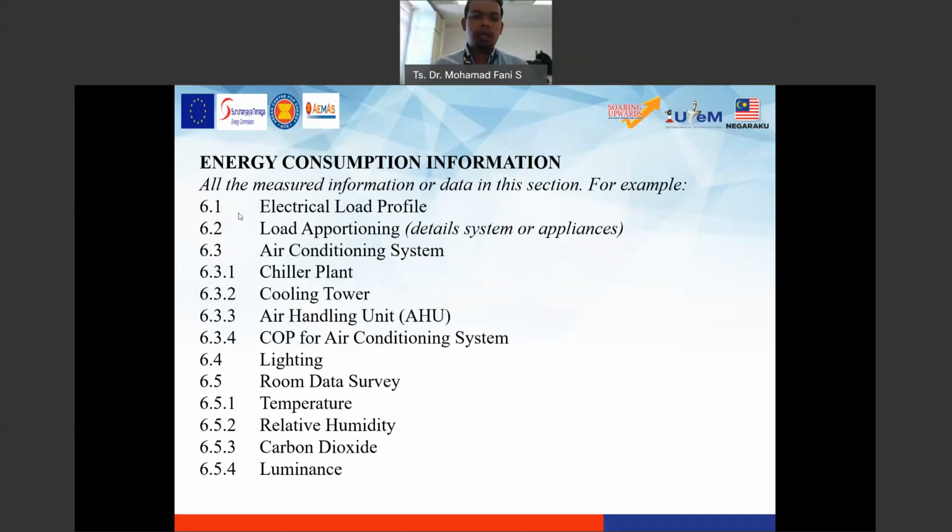For example, electrical load profiling. We get this load profile from the measurement of the load by using a meter. For a house or a shop lot, you can find this load profile from the smart meter, or in a building, you can find it on your own from the DPM, digital power meter. Or if there is no available meter, then you need to verify using a portable meter or energy meter. So make the load operation detail by system or appliance.